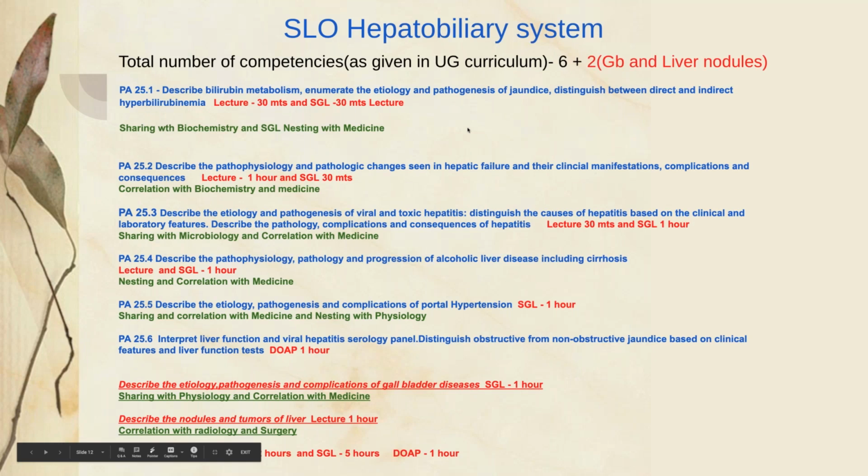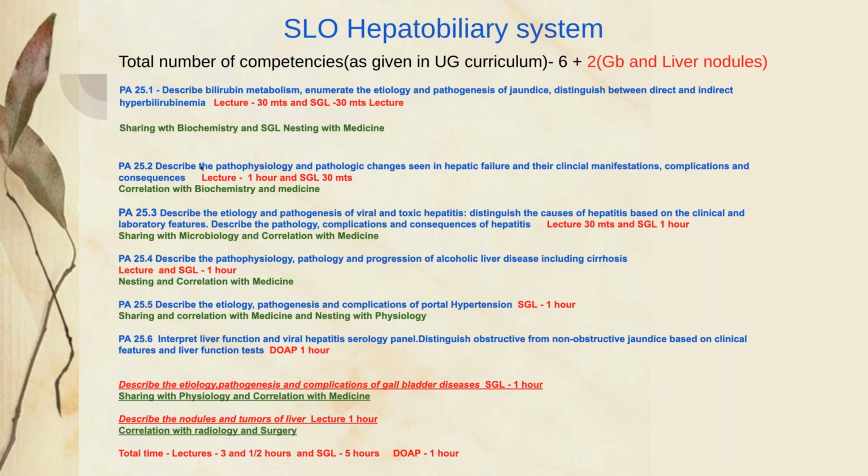So this is just encompassing the whole thing. I've put the total number of competencies as given in the undergraduate curriculum as 6 plus 2 add-ons, which are the gallbladder and the liver nodules. I'll probably add those as recommendations along with the others. Then the first competency, about bilirubin metabolism and jaundice, I've put as lecture 30 minutes, small group learning 30 minutes. The sharing is with biochemistry, so it will be integration or sharing, and small group learning is nesting with medicine.